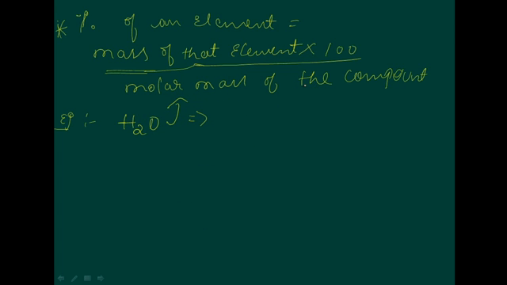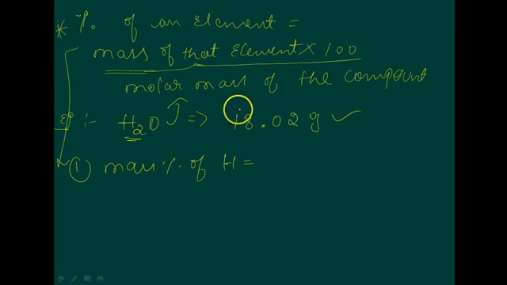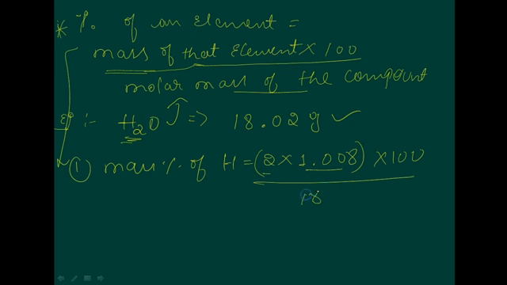How to calculate the molar mass of water? We know the molar mass of water is 18.02 gram. This is standard. Then we calculate using this formula. First, the mass percentage of hydrogen is 2 into 1.008, the mass of hydrogen, into 100 divided by the molar mass of the compound, 18.02 gram.